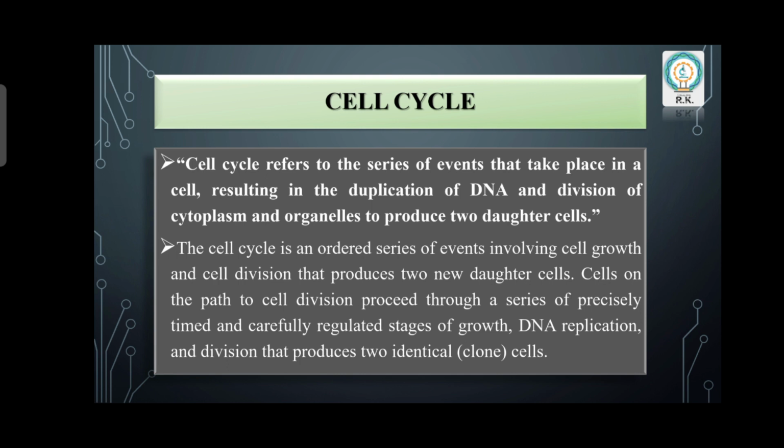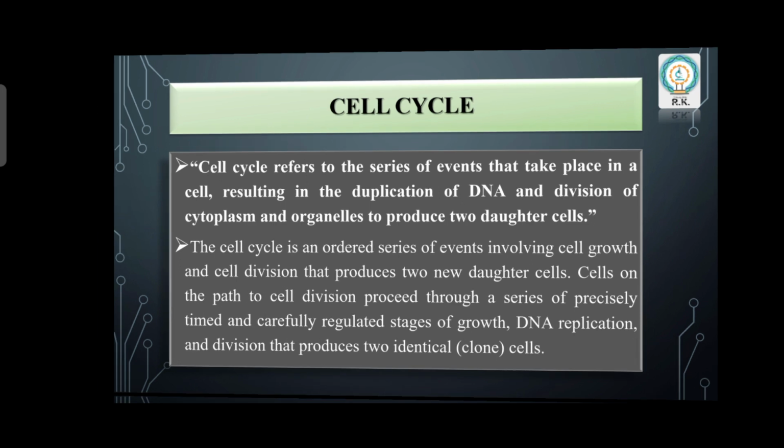Cells on the path of cell division proceed through a series of precisely timed and carefully regulated stages of growth, DNA replication, and division that produces two identical or clone cells.